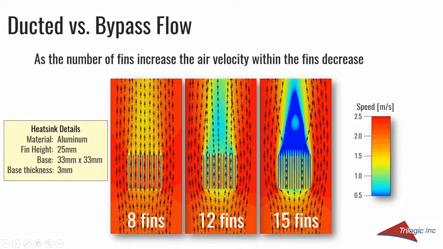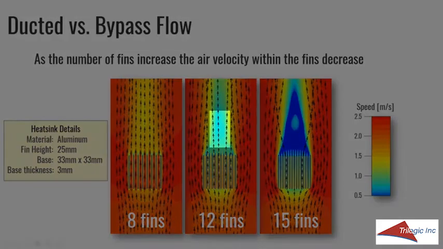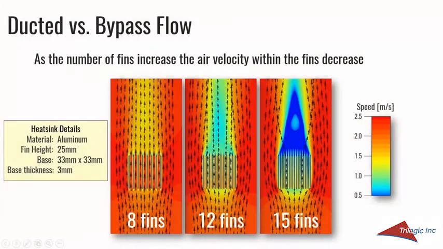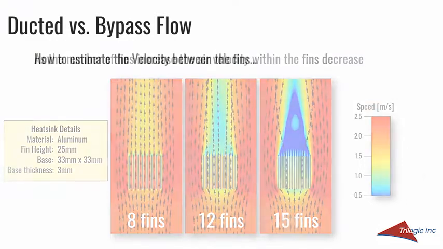Now, just the higher velocity doesn't necessarily mean that's the best heat sink. We'll see later that this is actually the best heat sink. So it's a balance between the airspeed in the fins and the surface area. And that's really why CFD is great. You can analyze that sort of stuff.